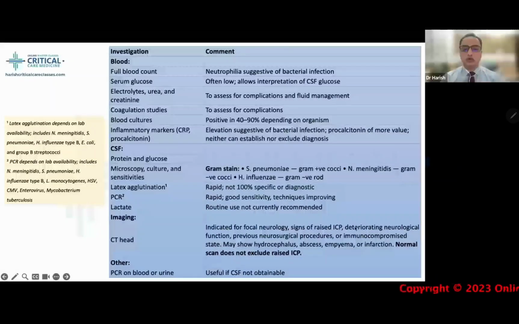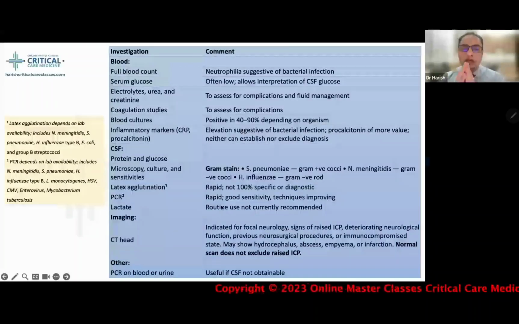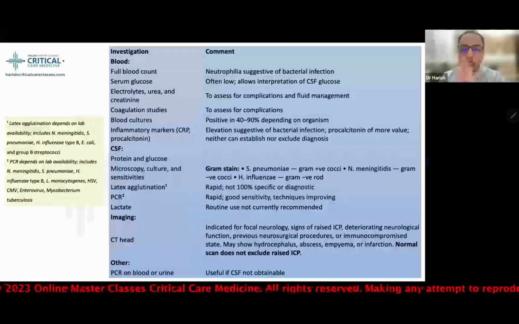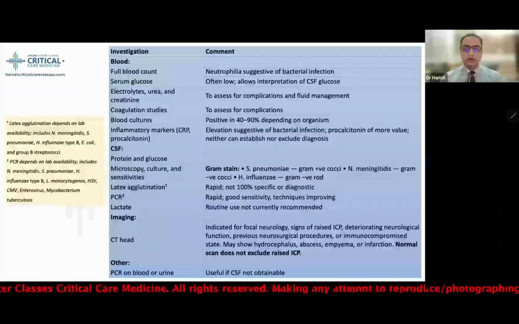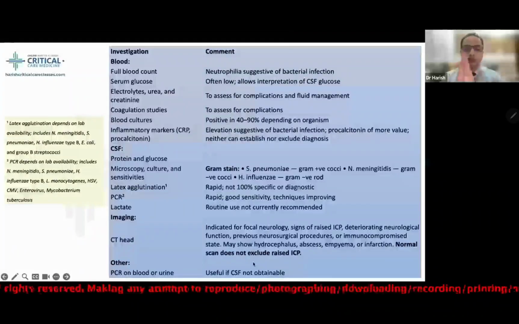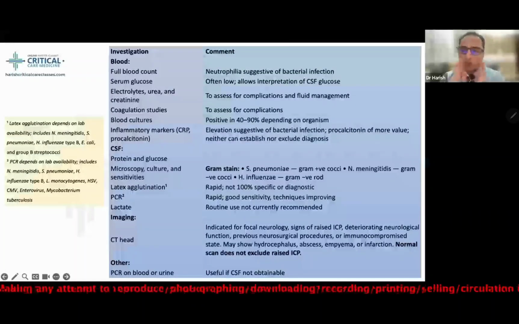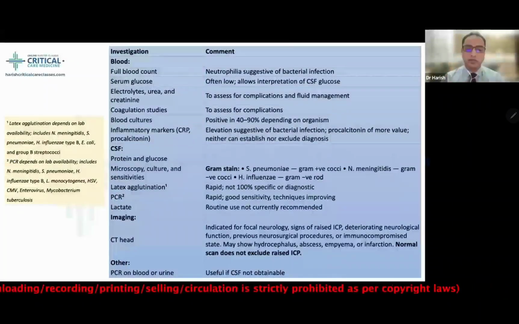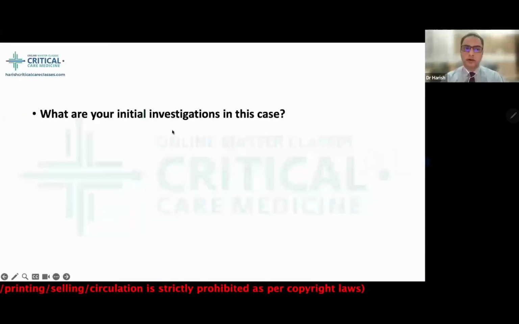Lactate: routine use is not currently recommended in the guidelines, but many studies are showing some clinical utility. We'll discuss later. Imaging: we have particular situations where we need to do imaging prior to LP. Again, we'll discuss all those things. Others, like PCR on blood or urine, are useful if CSF is not obtainable. If you are able to get a CSF, it is fine. If it is a dry tap, then you can do the PCR in the blood or urine also. Very, very important.